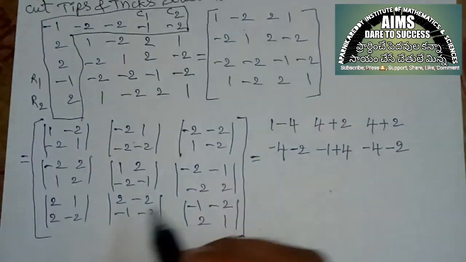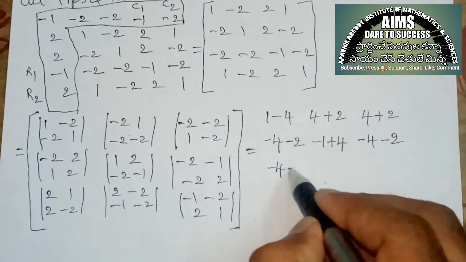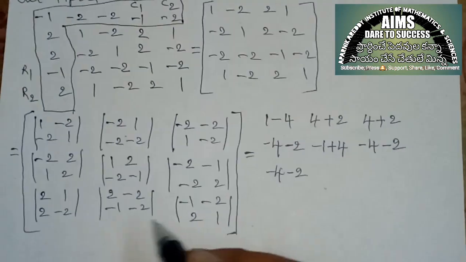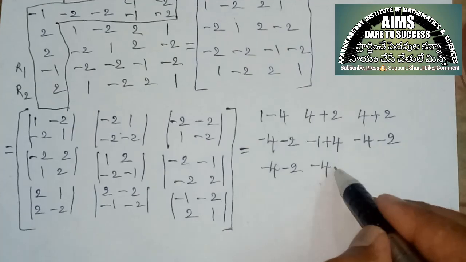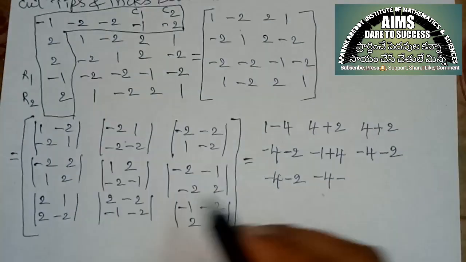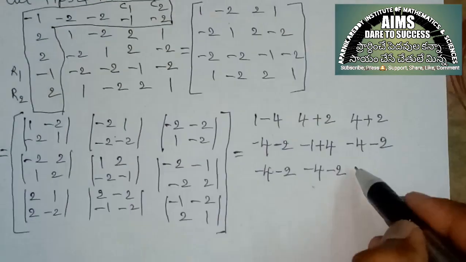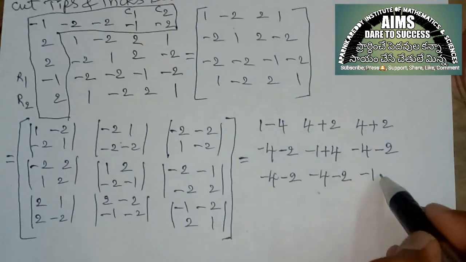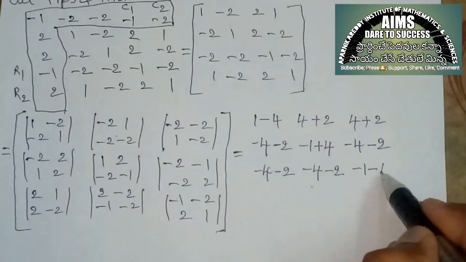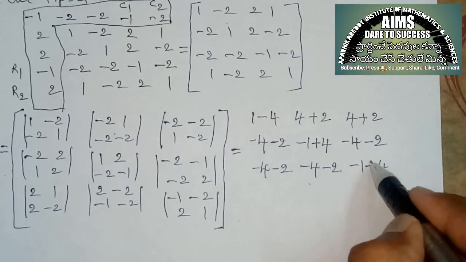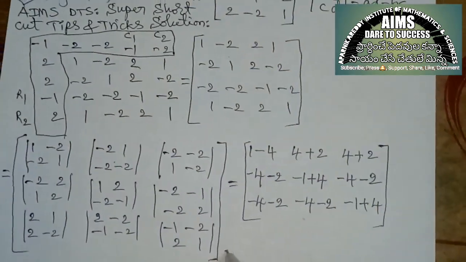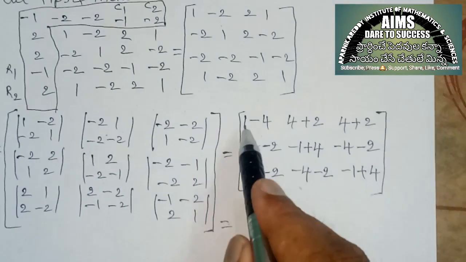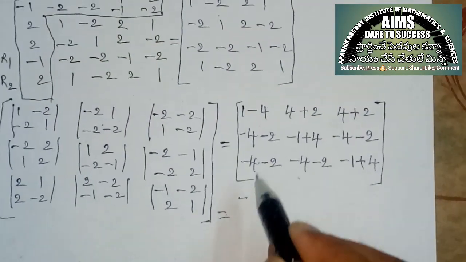Now row 3. 2 into -2 is -4, -2 1s are 2. Next 2 into -2 is -4, minus of minus plus, 2 1s are 2. Next -1 into 1 is -1, keep -2 into -2 is -4, minus of minus plus 4. Next, normal simplification: small number minus big number gives the negative sign.